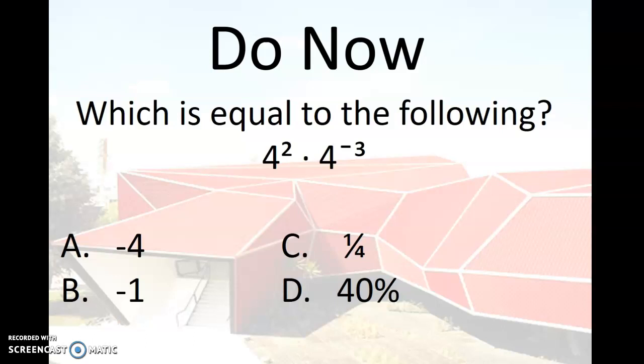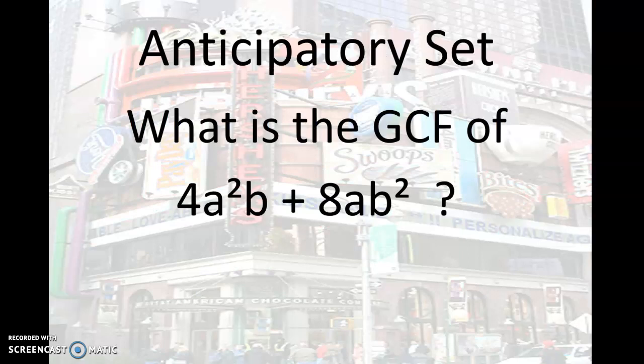And in this case, you should have chosen answer C, because you would get 4 to the negative 1, and then you would move it to lose it. So it would be 1/4. And this little anticipatory set kind of gets us started with GCF.